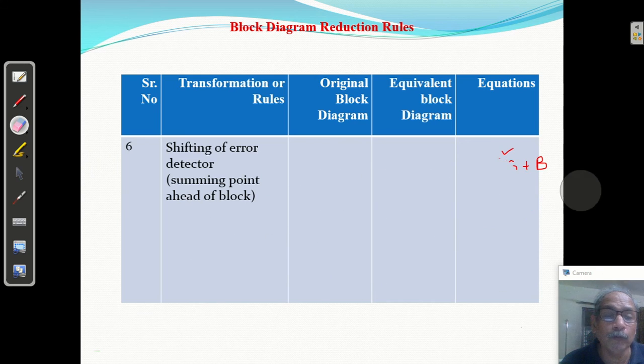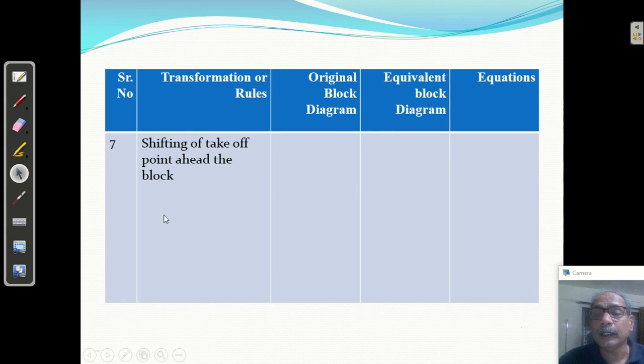Two more rules are there, that is the shifting of the takeoff point. That is very important. Generally, for every numerical, we will use shifting of the takeoff point. Ahead of the block, please. That is the word. Ahead means shift it before the block.